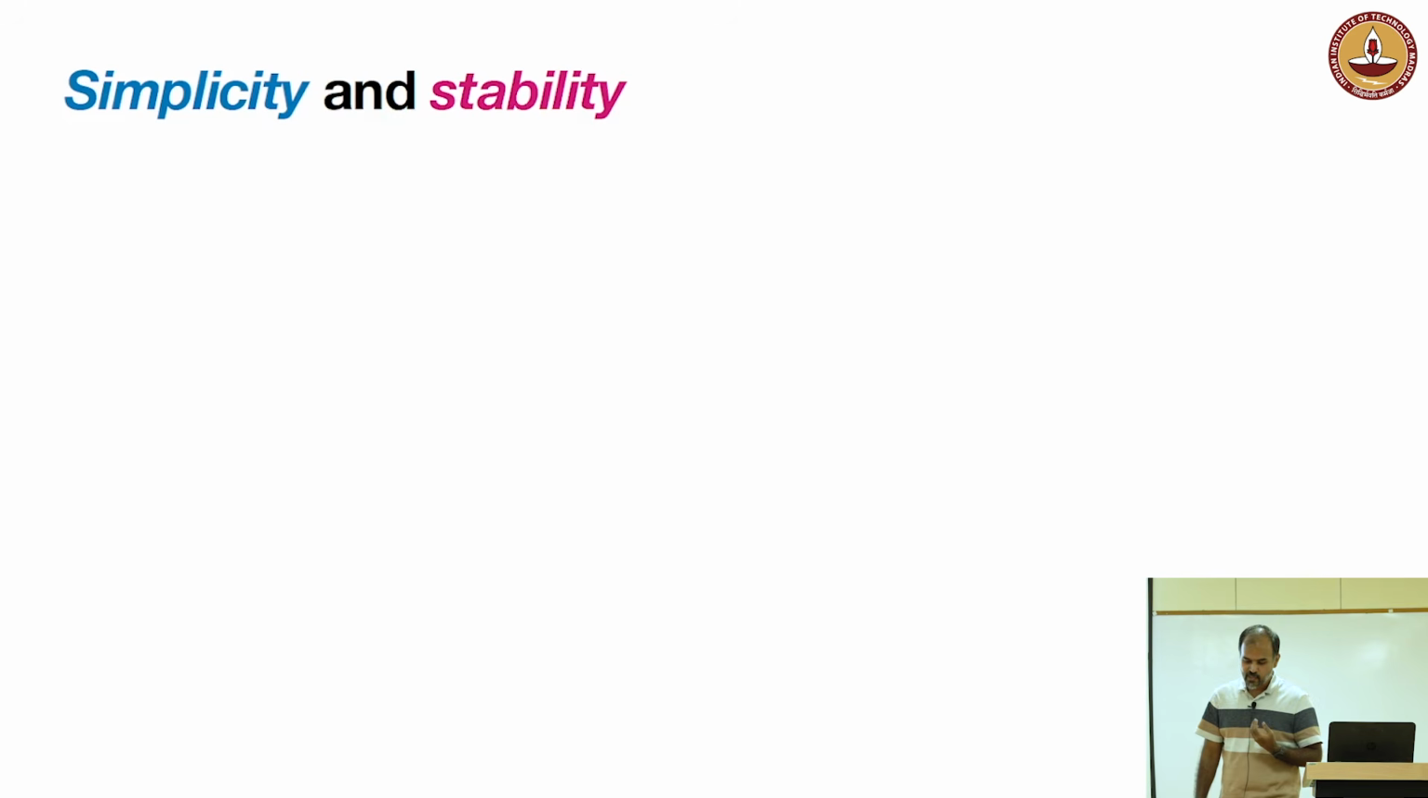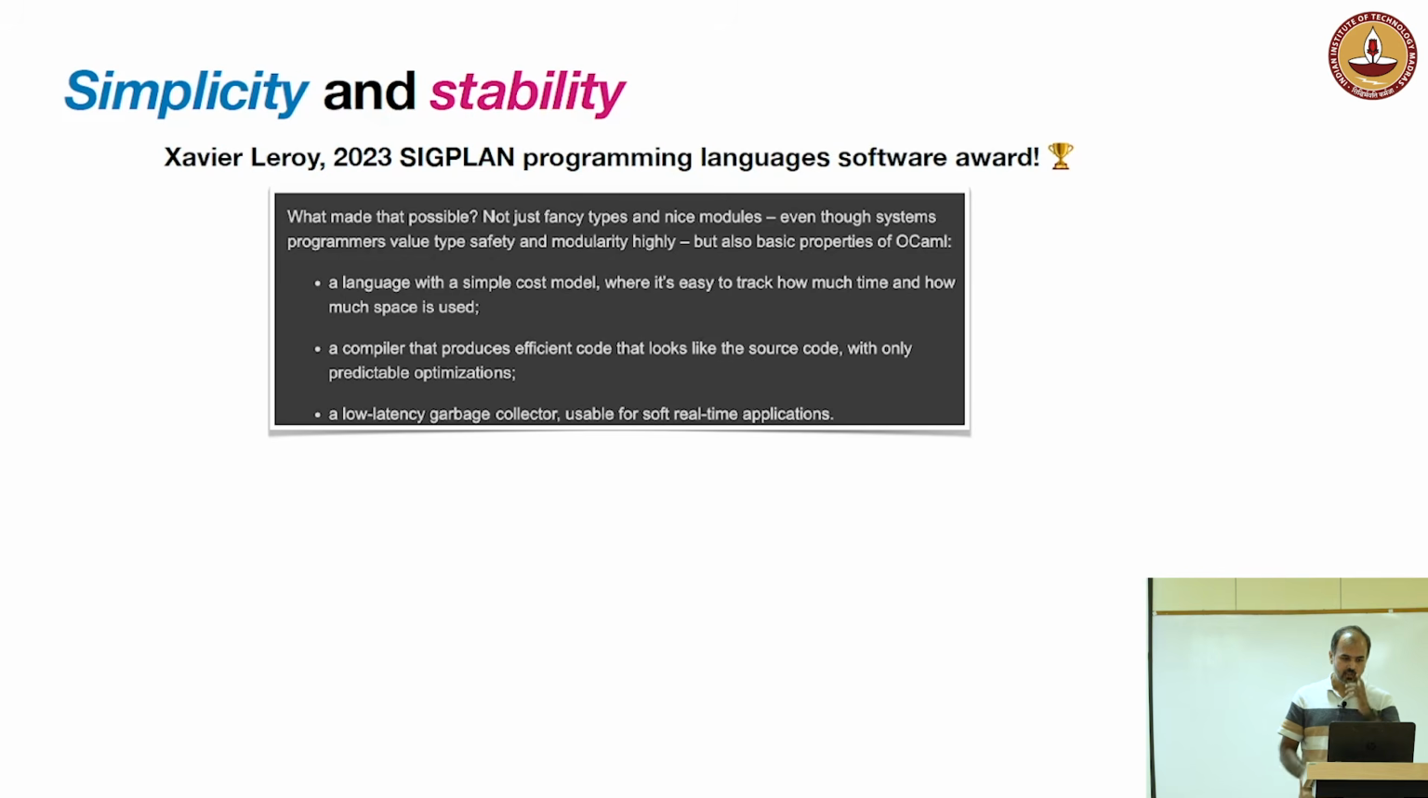One of the key aspects of why OCaml is able to do that is its simplicity and stability. OCaml won the 2023 SIGPLAN Programming Languages Software Award, and Xavier Leroy, who is the creator of OCaml, highlighted a couple of things in his talk. One thing he highlights for why OCaml is really successful is that the language has a very simple cost model. If you are sufficiently expert, you would be able to look at the OCaml code and know how much time and space the program takes, where the memory allocations are, where the loops are. Everything should be very apparent while still remaining high level, right? So that is one aspect.